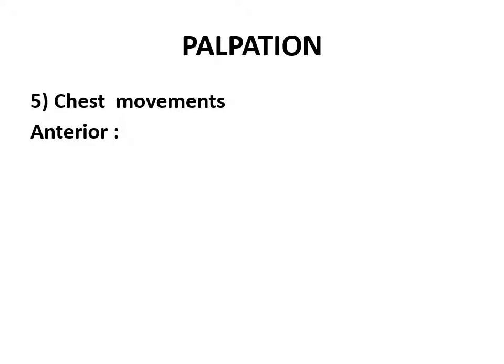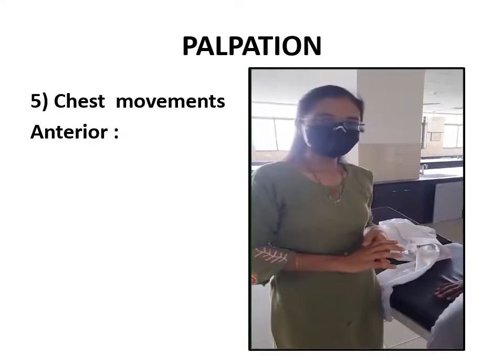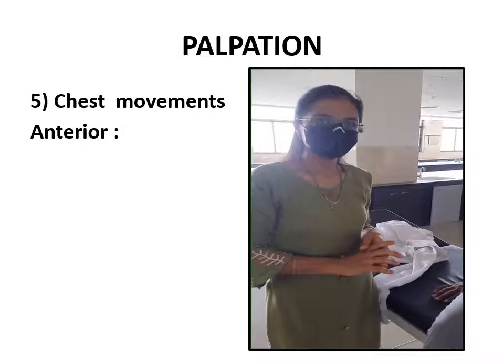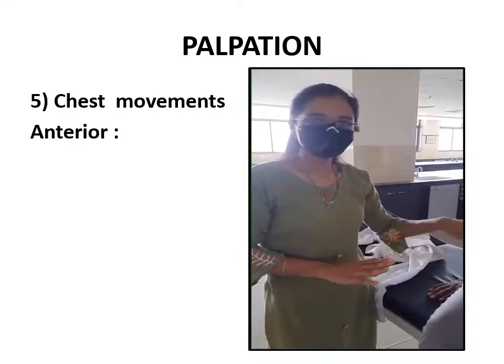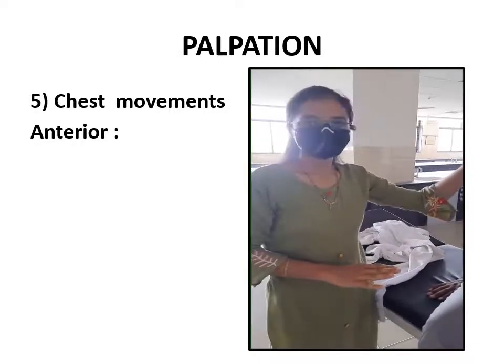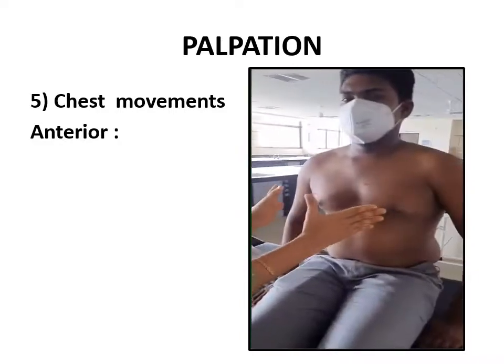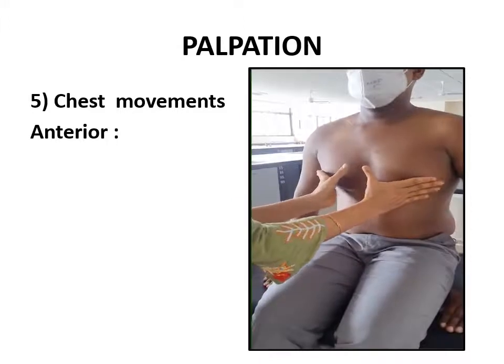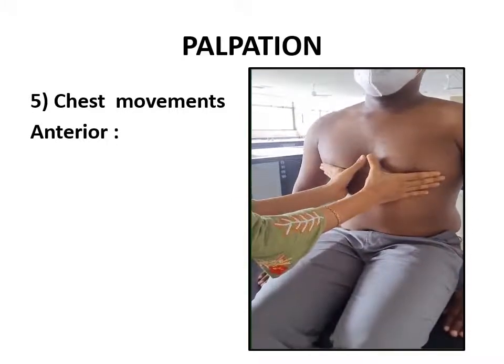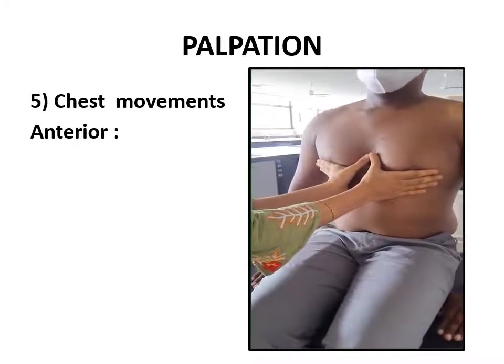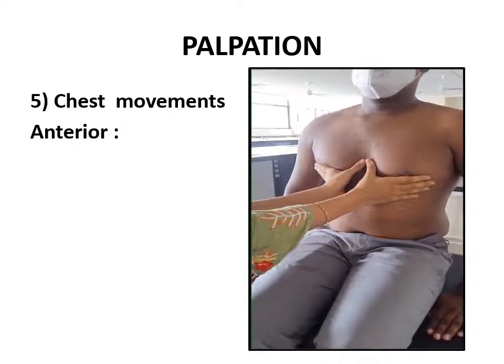Let's see the video. Now let's see for chest movements. So we will check anteriorly, then posteriorly and the apices. So let's see for anterior. How I have to keep the thumb and fingers: the fingers should be parallel to the ribs and the thumb should be central.